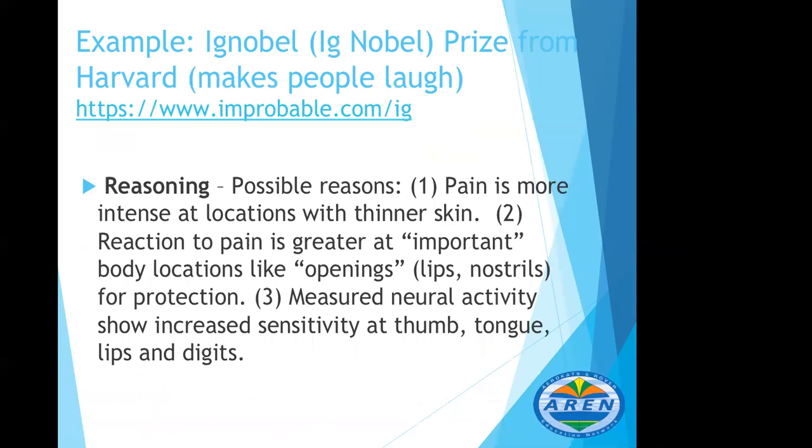So here's his reasoning. He then did the reasoning. And he said that first, pain is more intense, he found out, at locations with thinner skin. Secondly, the reaction to pain is greater at important body locations like openings, like the lips and nostrils, for protection. And then third, measured neural activity showed an increased sensitivity at thumbs, tongues, lips, and digits.